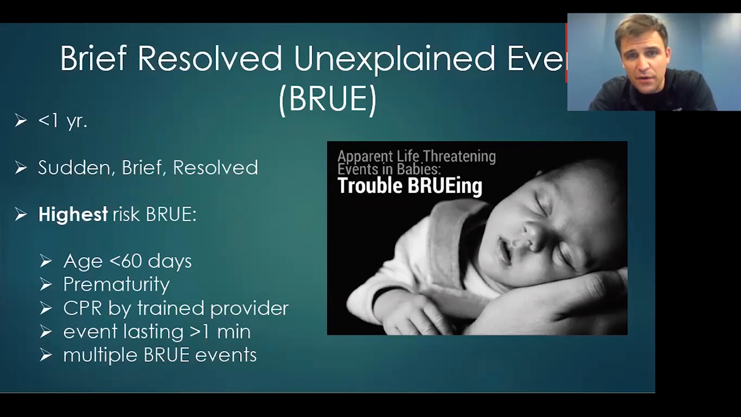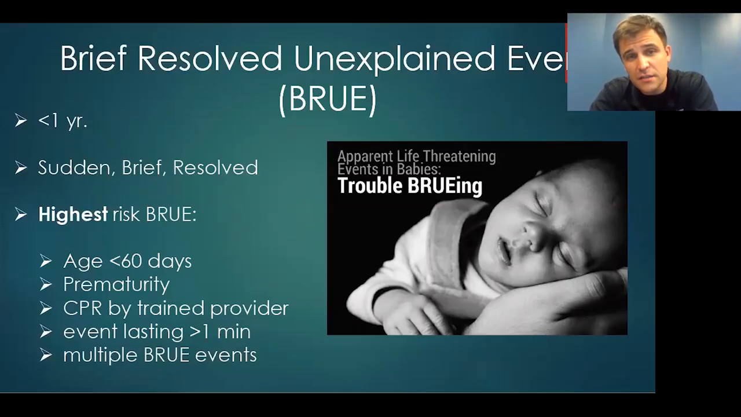They had a sudden, brief, resolved episode of breathing abnormalities. So they either stopped breathing, they weren't breathing very deeply, or they had some sort of irregular breathing episode. They had a color change, so they either became cyanotic or lost color. They either lost muscle tone or had some seizure-like activity that scared the caregiver, or they just had an altered level of consciousness.